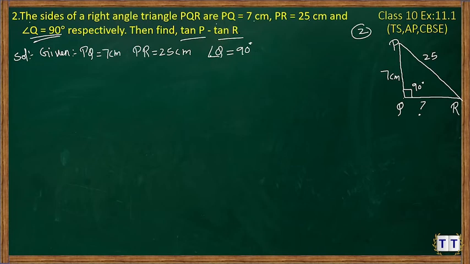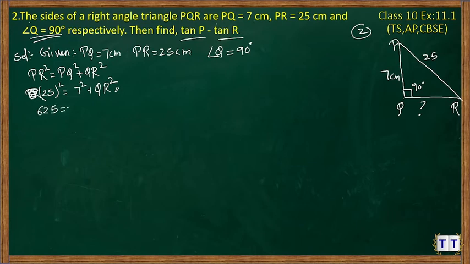Okay, so let's do it first. First we have to find the third side using the Pythagoras theorem. Okay, so what is the Pythagoras theorem? Here we can write PR square is equal to PQ square plus QR square. PR square is 25 whole square, PQ is given as 7 whole square, plus QR square. QR square is not given, you have to find this. Okay, so 25 square is how much, 625.